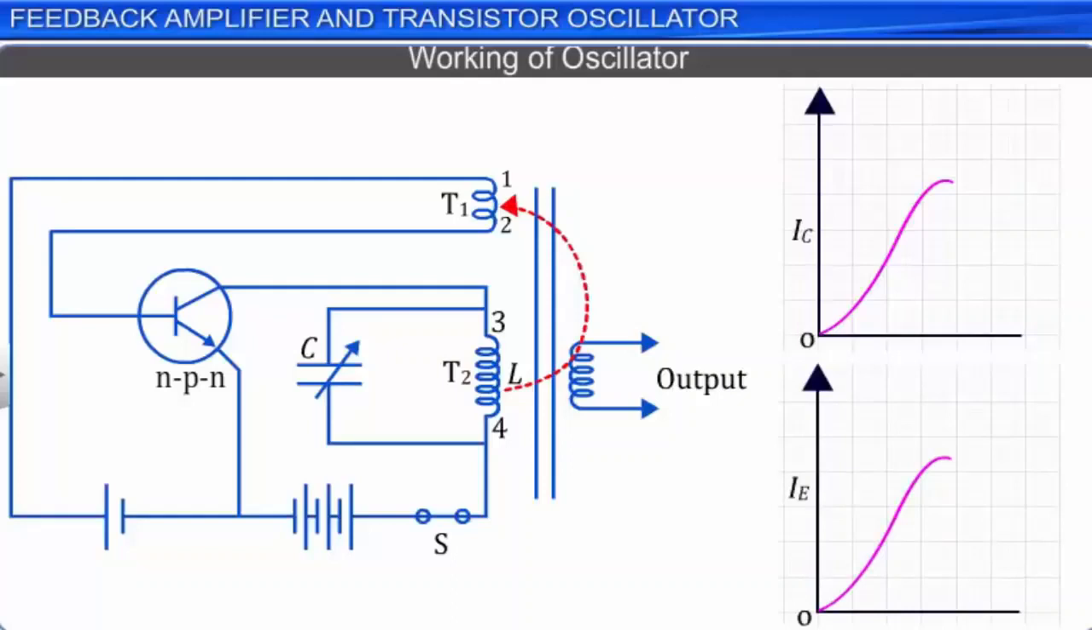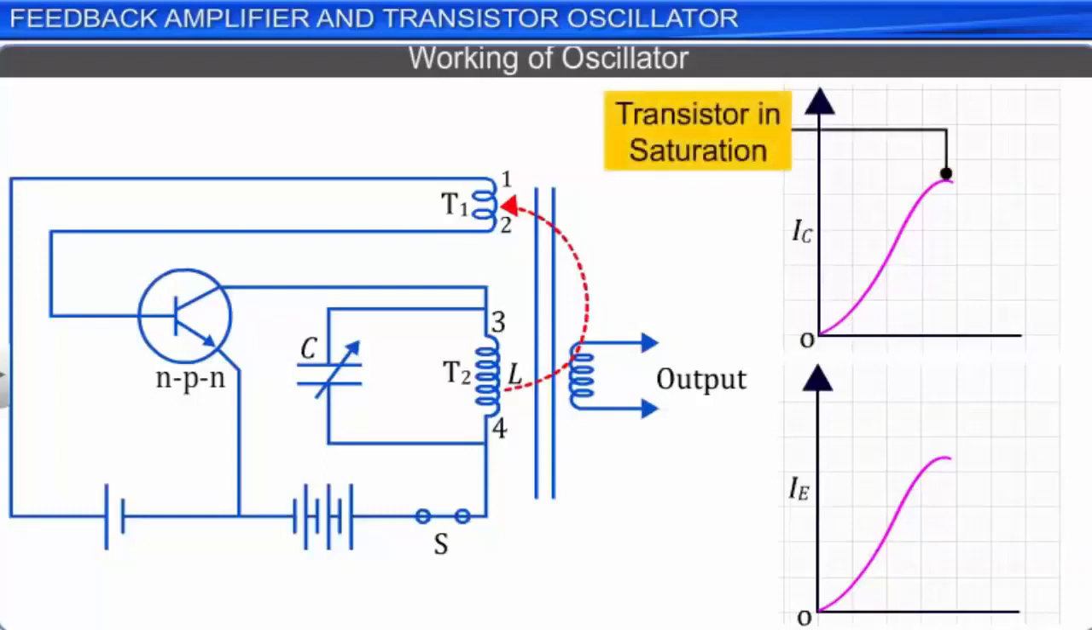When the inductor current reaches the peak or becomes maximum, it stops rising further and the transistor goes into the saturation state. When the transistor goes into the saturation state, the current stops changing in coil T2 and therefore inductance or feedback from coil T2 to coil T1 stops.